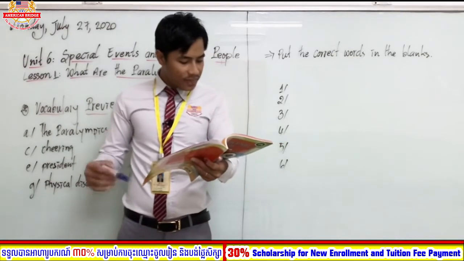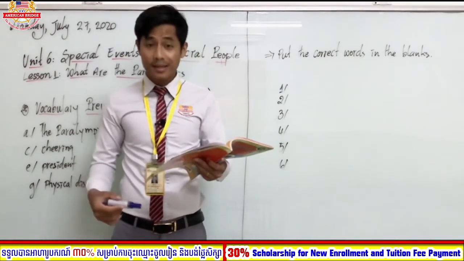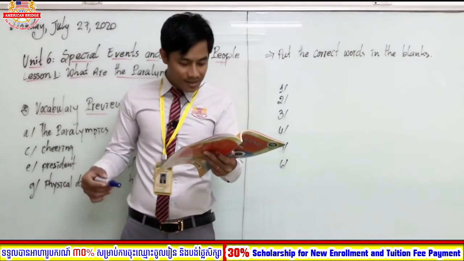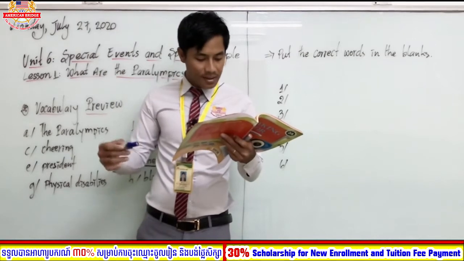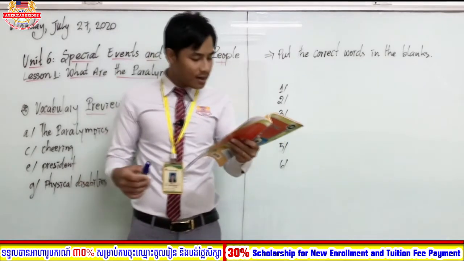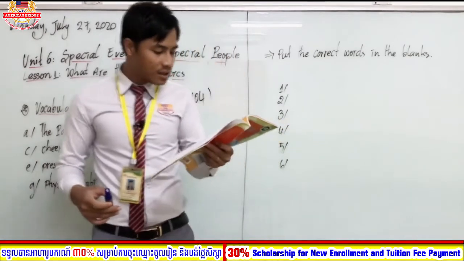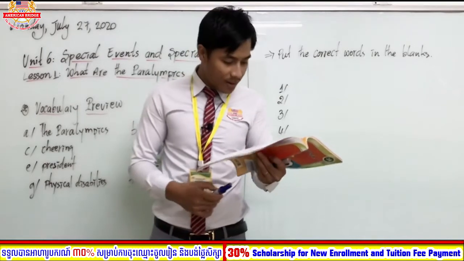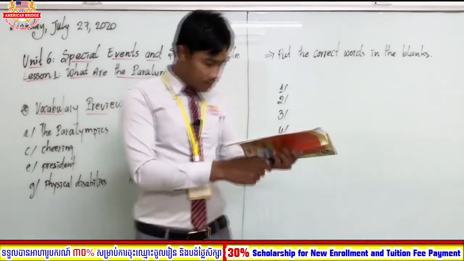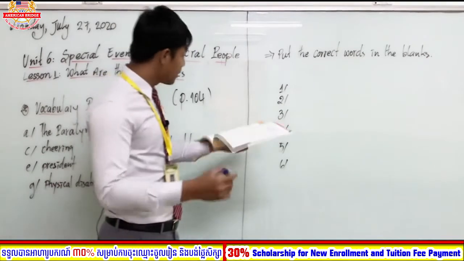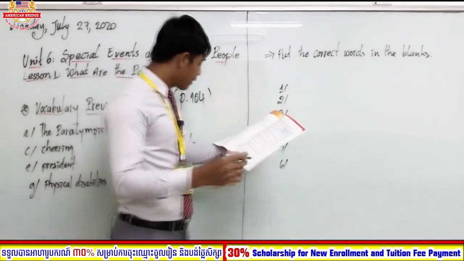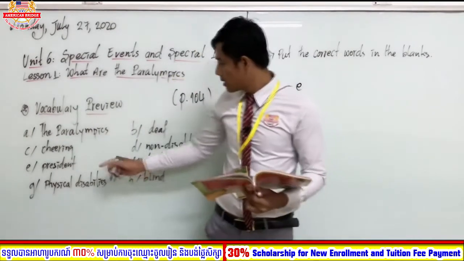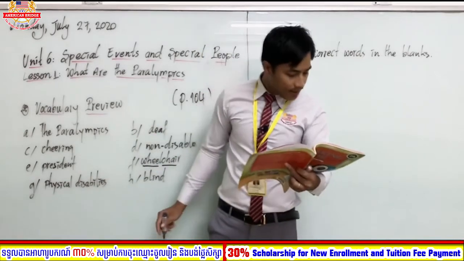A. Who is that man giving a speech at the stadium? Okay. B. Don't you know that he is the president of the Paralympics? Oh, president of the Paralympics means who manage or who control, the one who control this game, okay? About the Paralympics game. So, okay, let's write black marker. For number 1 with letter D, letter E, sorry. Letter E.